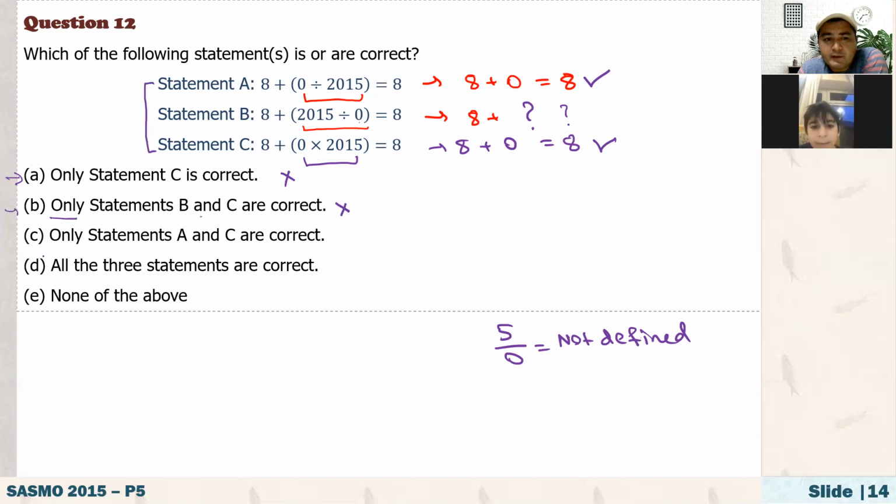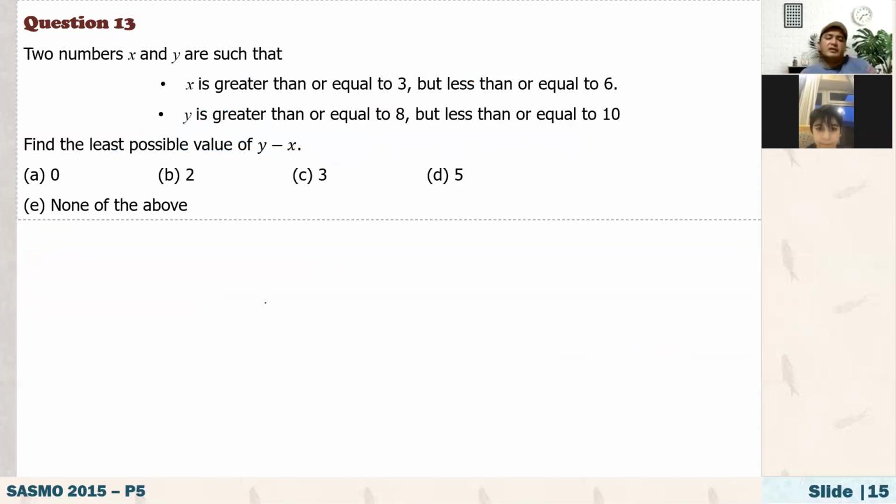Only statements A and C are correct. What do you think? It's a correct answer, right? Only statements A and C are correct because statement B is not correct. And in D, it says all the three statements are correct. Also, that is wrong because B is not correct. None of the above, also it is wrong. The correct answer is C. Okay. Read the next question.